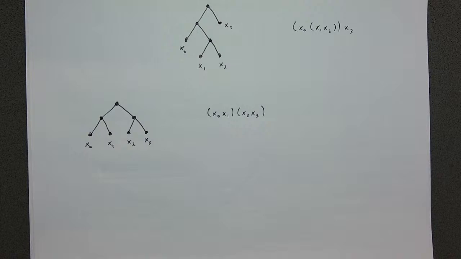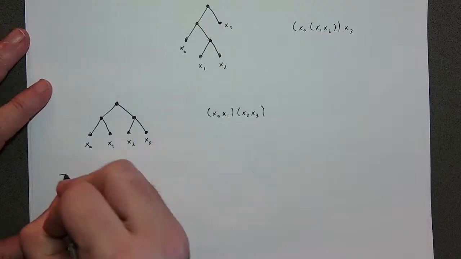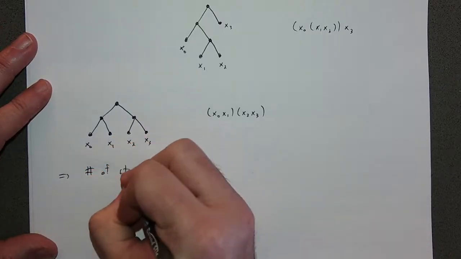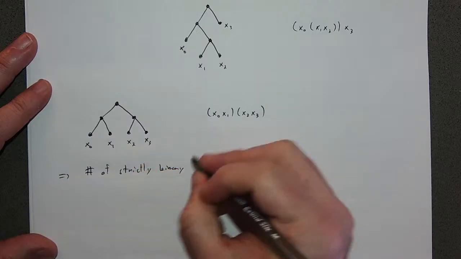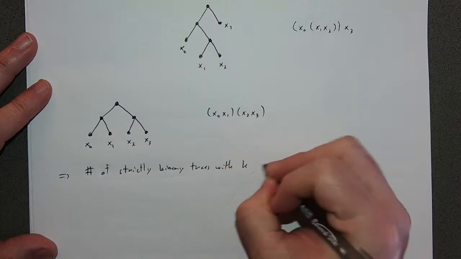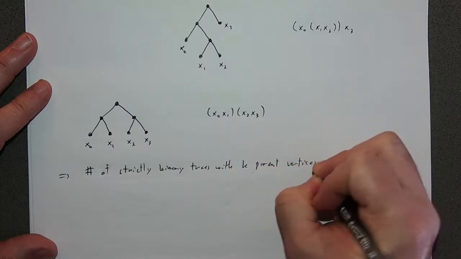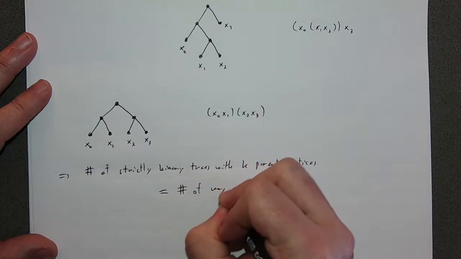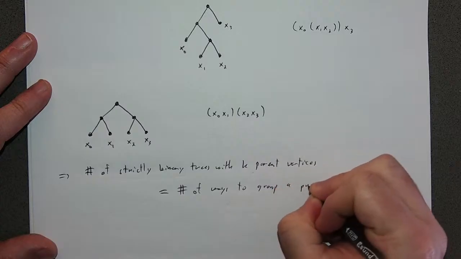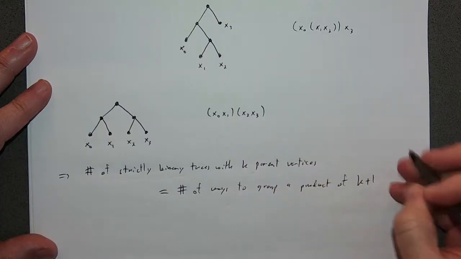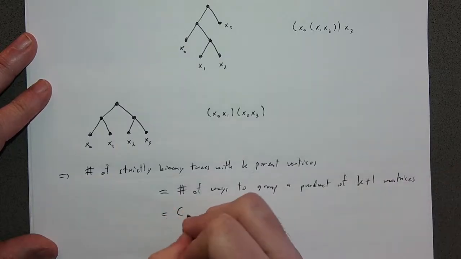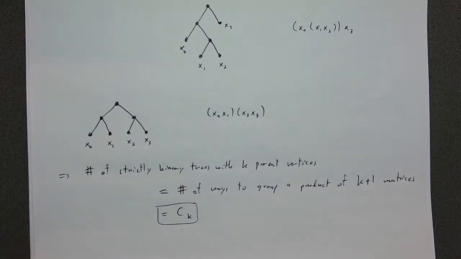So this explains how these strictly binary rooted trees can be seen to be counted by the same Catalan numbers, because this means that the number of strictly binary trees with k parent vertices is equal to the number of ways to group a product of k plus 1 matrices, which is, of course, the Catalan numbers.